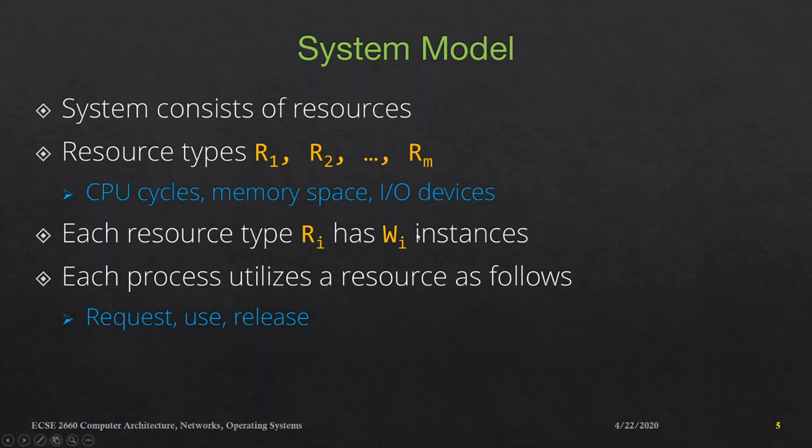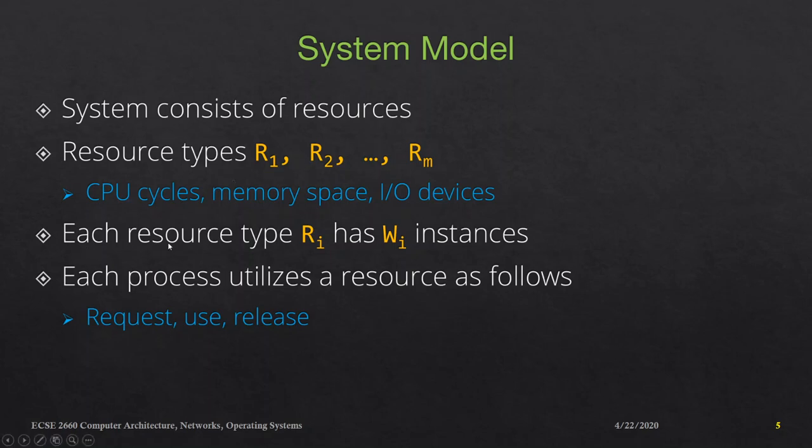So let's start talking about a system model. A system consists of resources, and we are going to name the resource types R1, R2, and so on to Rm. So there are m resource types here. These could be CPU cycles, memory space, or IO devices. A resource is any resource of a computer that a process might be interested in using.